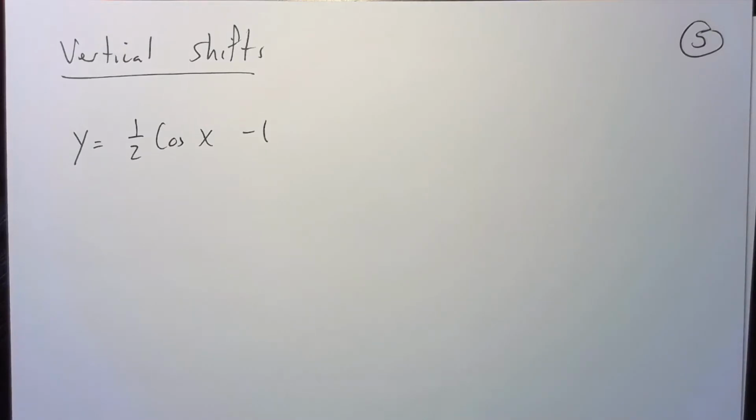In this video, we're going to talk about vertical shifts. For sine and cosine functions, as well as all other functions, a vertical shift is one where the interior of the function isn't being added or subtracted, but the exterior of the function is being added or subtracted.